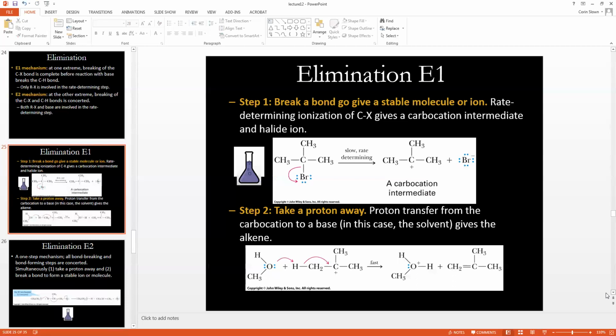So let's look at a mechanism for E1. The first step is to break a bond to give a stable molecular ion. So the rate-determining ionization of C-X gives a carbocation intermediate, which is what we see here. That carbocation intermediate and halide ion. Then we remove a proton by taking a proton away using a base. The electrons from this bond between the hydrogen and the carbon now come down to satisfy that carbocation, forming a double bond.